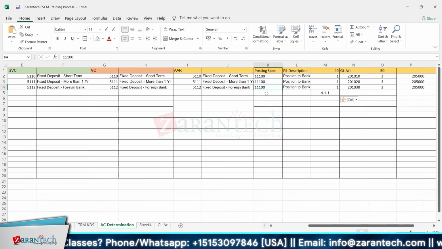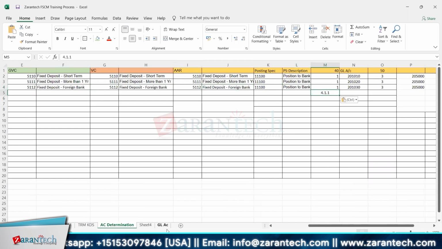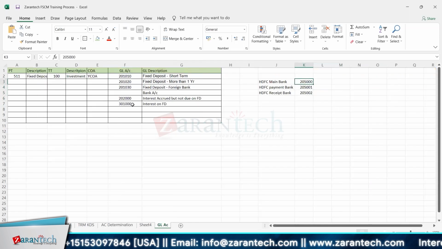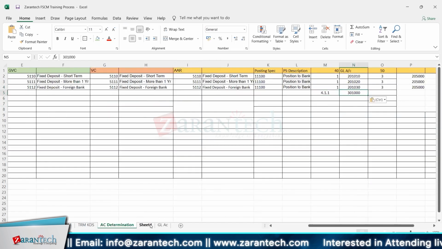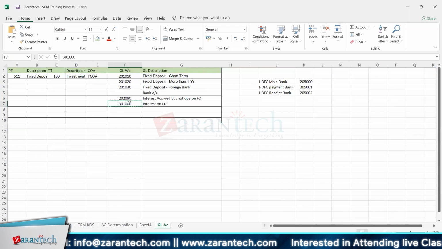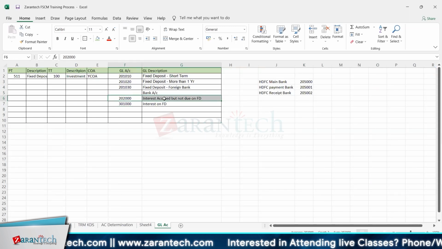4.1. I have a common GL account, which is the fixed deposit account. And this interest accrued account, currently we are not doing the account determination because for the accrual deferral, we will have a different process. Through that, we will start this provision month and activity.